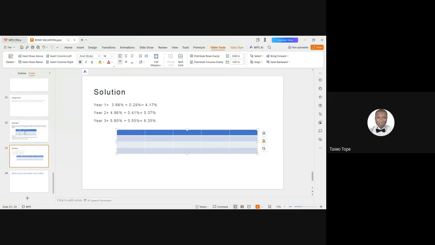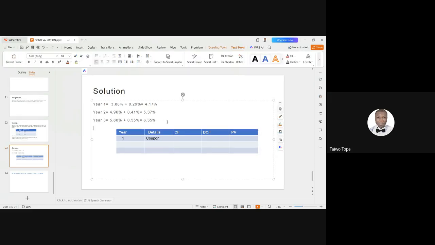So we have the year, we have the details, and we have the cash flow, the discount factor, and the present value. For year 1, determining the value of the bond, your cash flow in year 1, which is the coupon, is what? That is the interest.